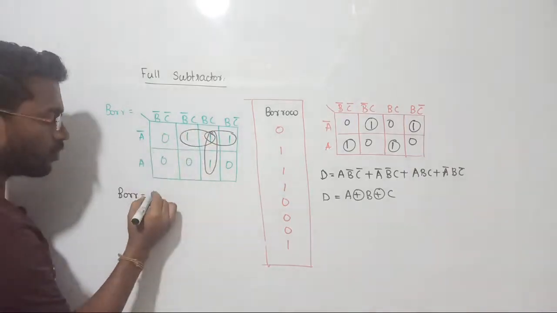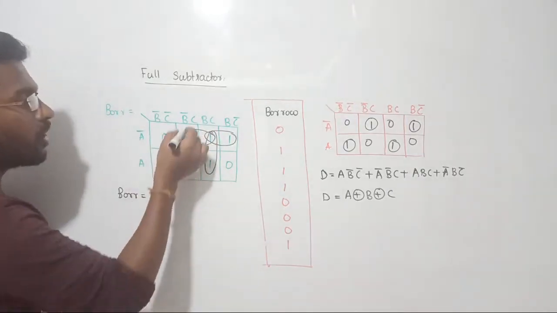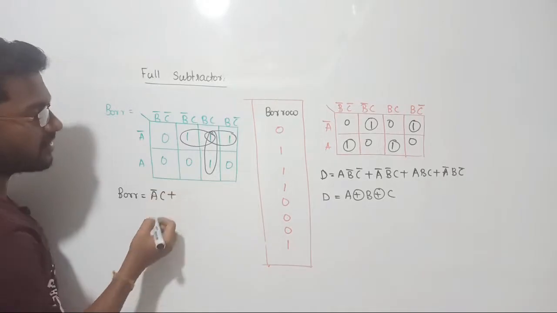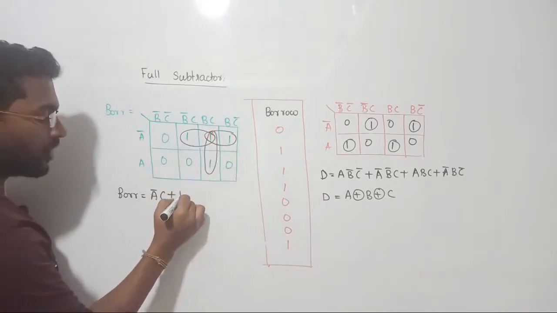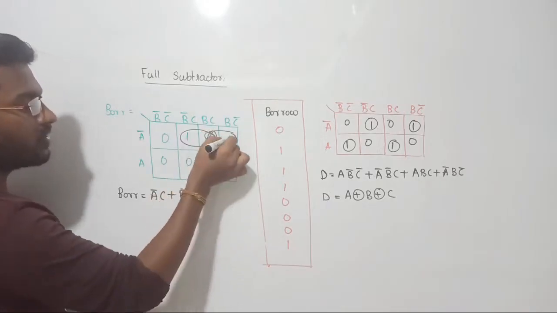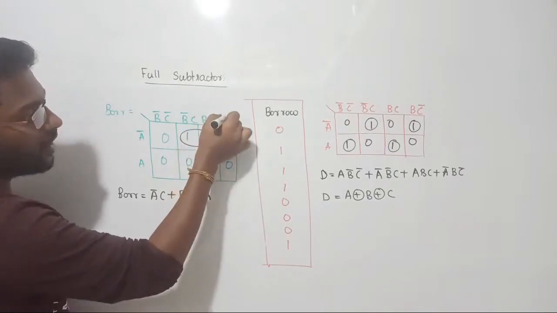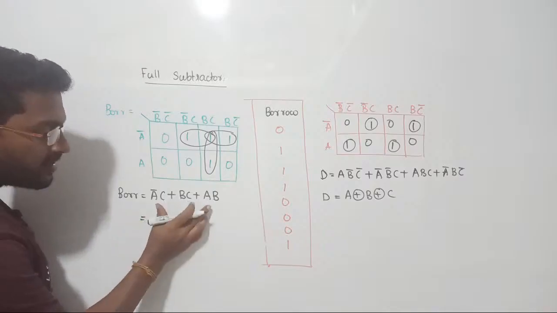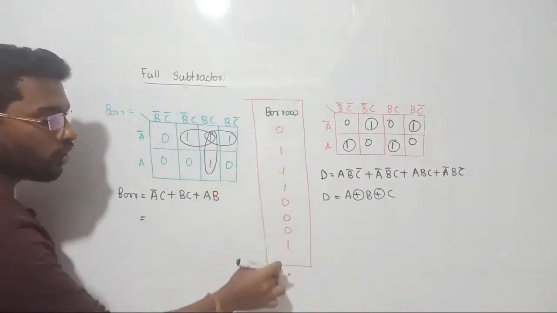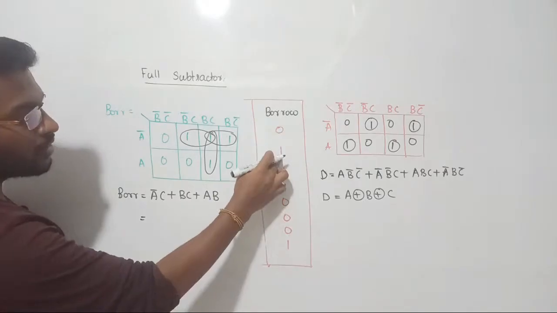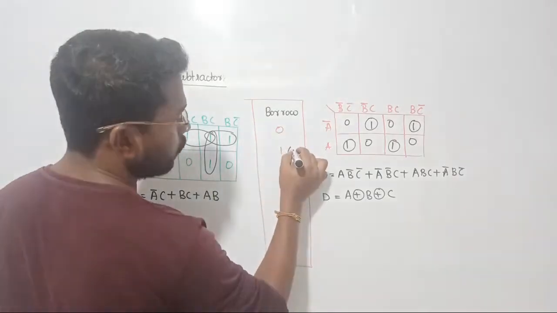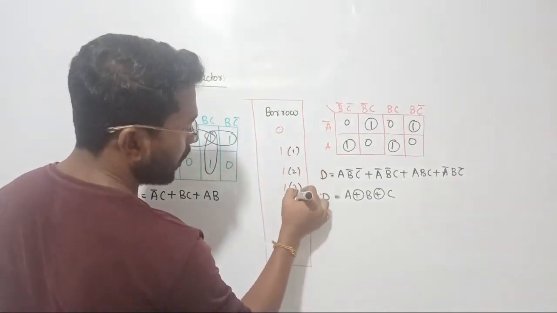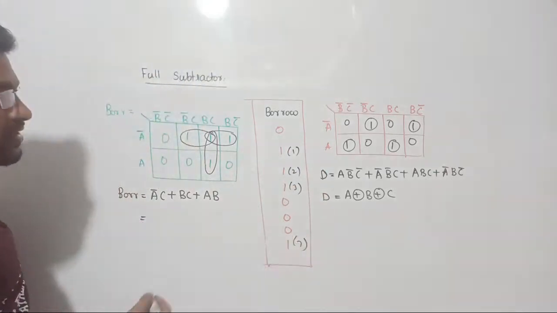Let us take the first grouping, that will give us A bar into, here we are getting AC. Now in this grouping we are going to get only BC, and again in this grouping we are going to get A, and the common term between these two is B only. Now remember one more thing, it is the minimized form of these 4 minterms. This is the equivalent value of 1, this is 2, this is 3, and this is for 7, correct? Yes, it's the equivalent value.